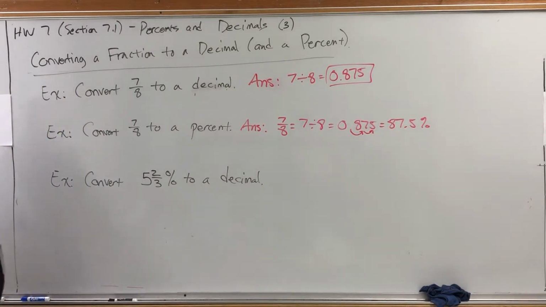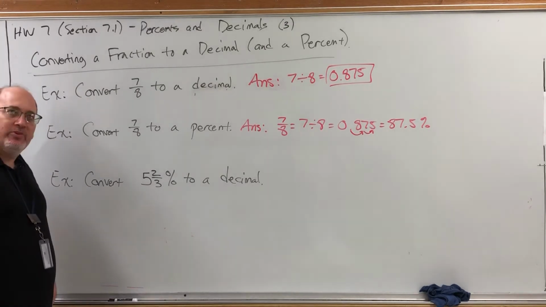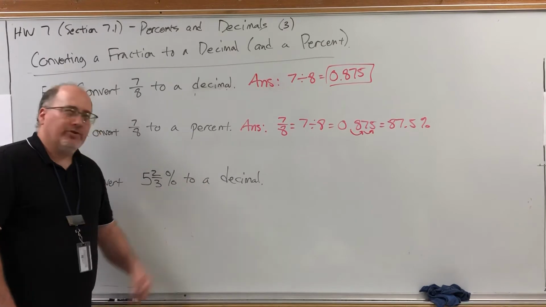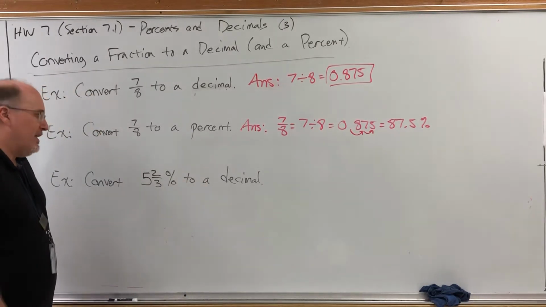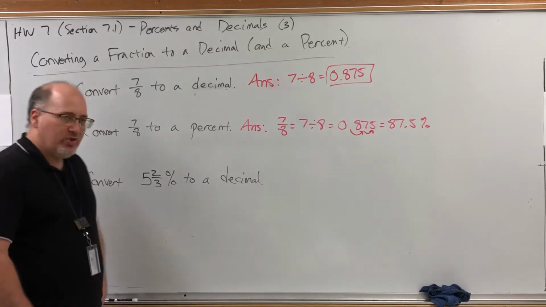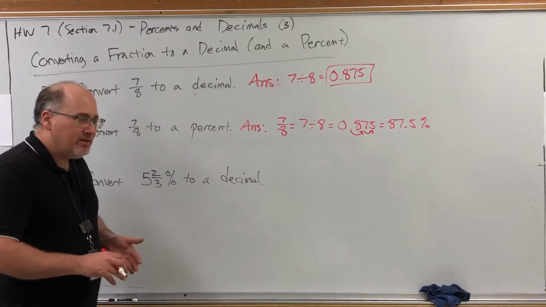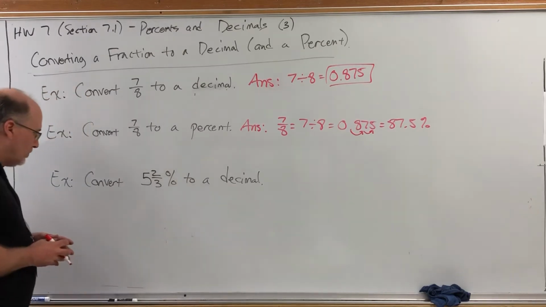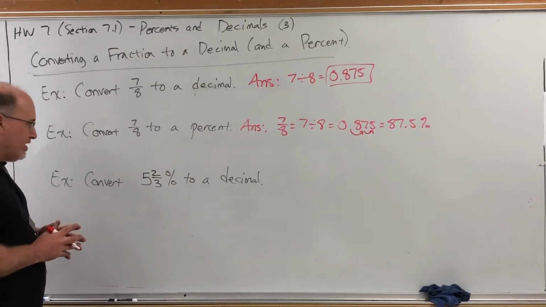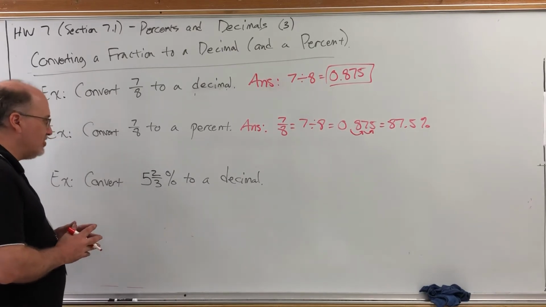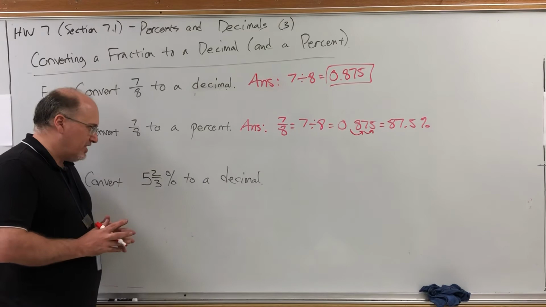This last example is kind of a mixture of the conversions that we did. I'm giving you a percent, but I'd like for you to turn it into a decimal. Now previously when we converted percents to decimals, there weren't fractions in the way. So we would just locate the decimal and move it 2 places to the left. But in this case, we're converting a mixed number to a decimal. So how do we do that? A mixed number percent to a decimal.